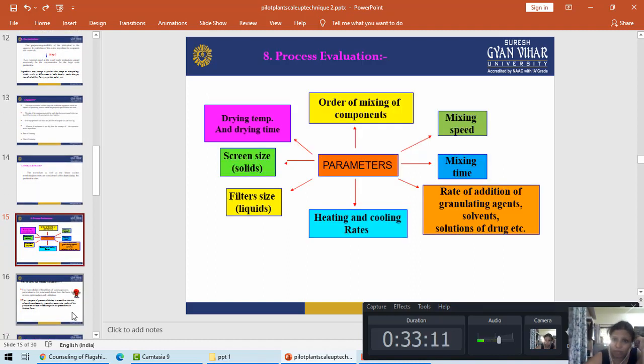Okay, now process evaluation. There are certain parameters for the process evaluation. Order of mixing of components may change certain characteristics of the formulation. Then mixing speed, mixing time, heating and cooling rate, filter size in case of liquid, screen size in case of solid, drying temperature and drying time, rate of addition of granulating agents, solvents and solutions of the drug. All these are the process evaluation parameters, which are critical parameters we should consider during formulation.